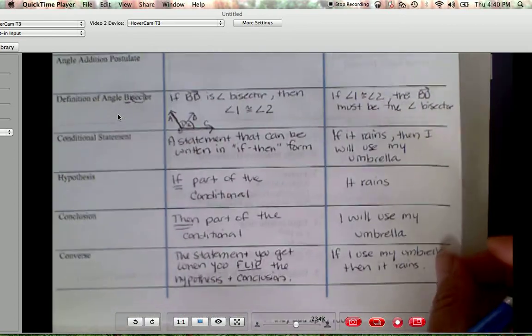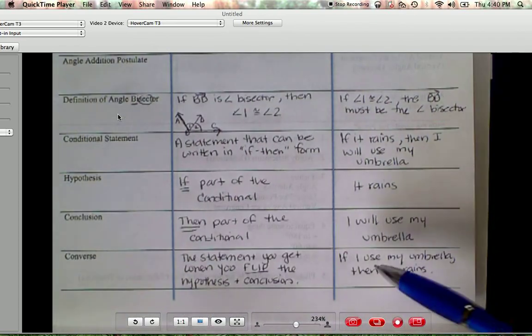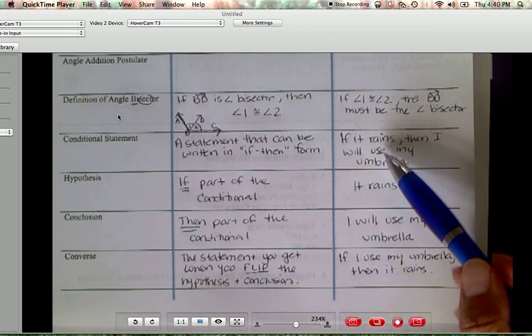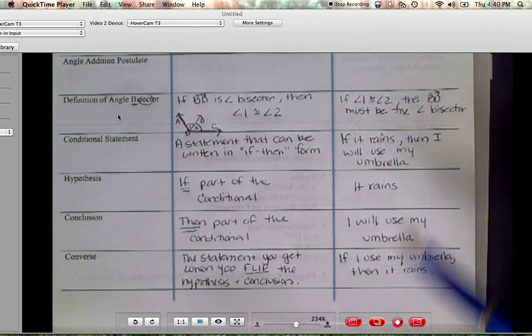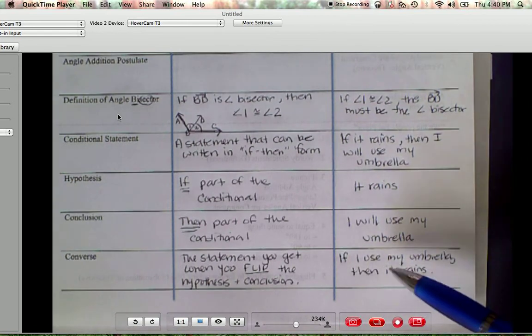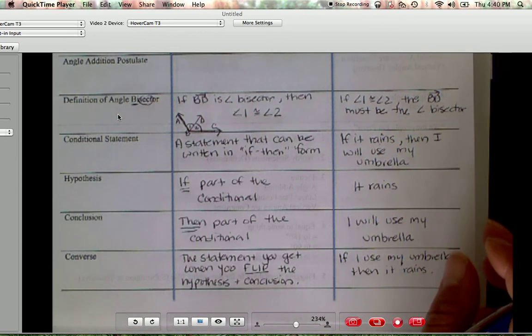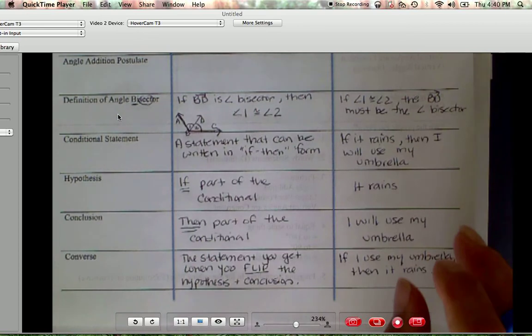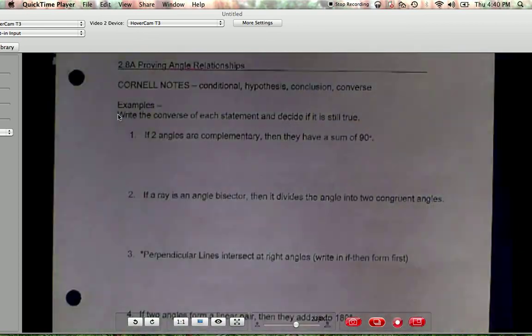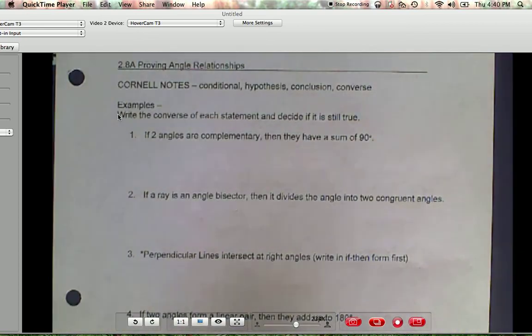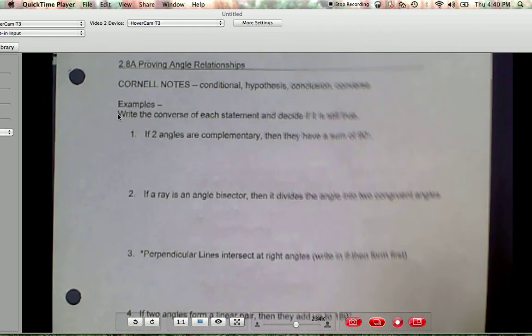Okay? So, and then once we write converses, we can talk about if they're true. Are they true to begin with? Are they still true after we flip them around? And what we have learned about those things. So that's only the Cornell definitions that we need for this section. And then we're going to start some of this and finish them up in class.